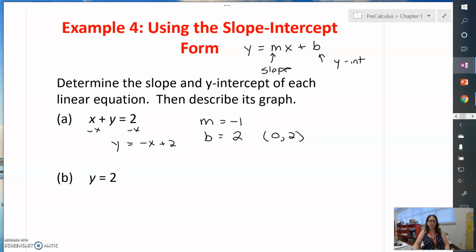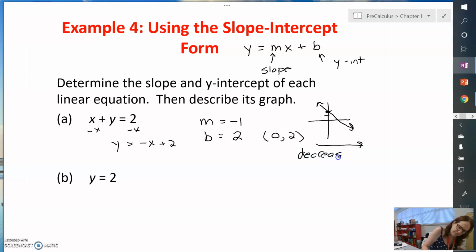Now it says describe the graph. Because this slope is negative, the graph is descending as you go from left to right. It looks something like this. This is just a sketch, but that's what it looks like. And in your book, it wants to know, is it increasing or decreasing as it goes from left to right? So when I look in this direction, the graph is decreasing, and it crosses the y-axis at 2.